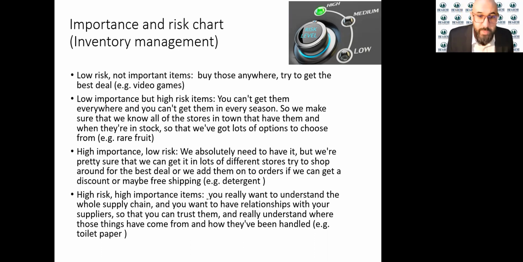The third category would be high importance and low risk. High importance, low risk: we absolutely need it. We use it, but we can find it anywhere. So you could shop around and find the best deal, or maybe add it to orders just to get a discount, or maybe free shipping when we buy from Amazon and so on, such as detergent, for example. We need it. It's high importance, but low risk.